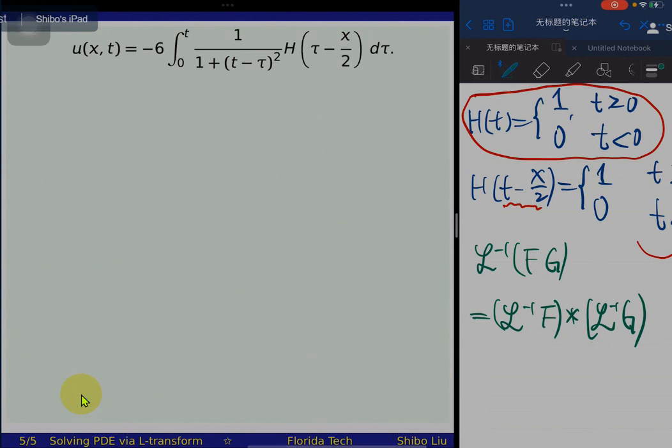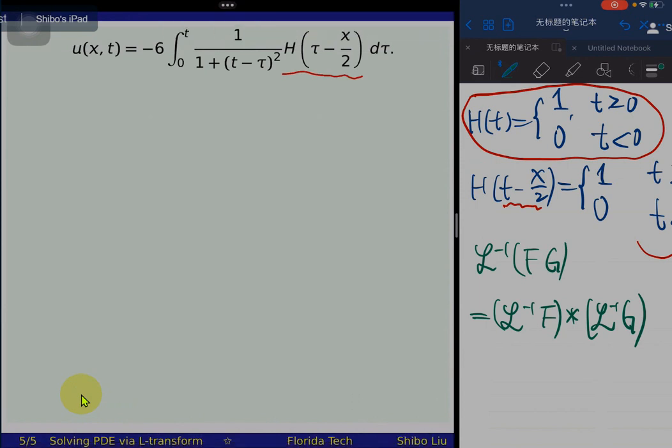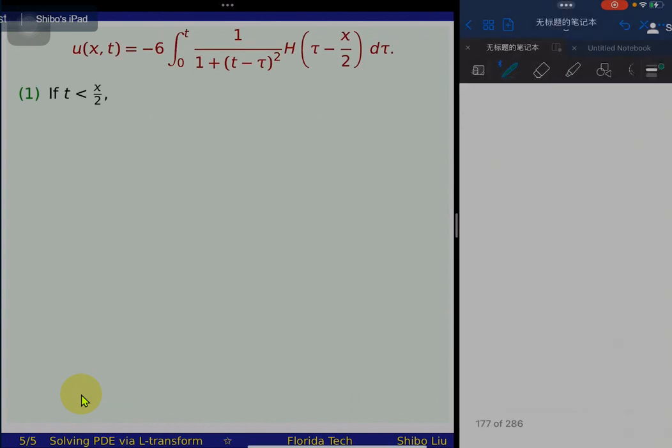So, since the Heaviside function H is, although a very easy function to understand, we try to compute the integral. So we consider the integrand involving H of tau minus half of x. Okay, so we can see the case that t is less than half of x and t is greater than half of x.